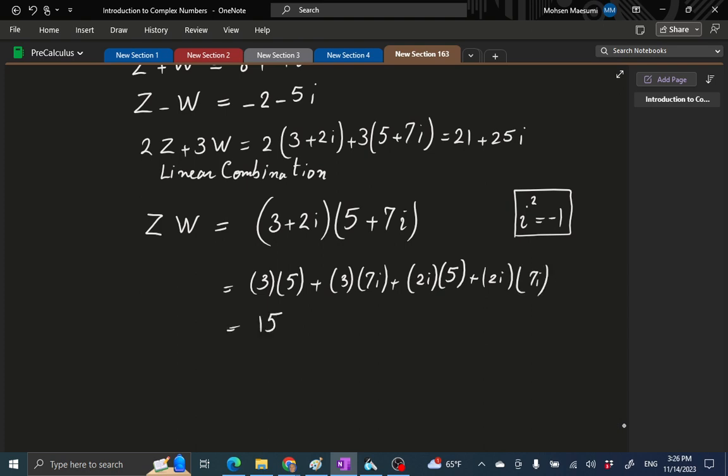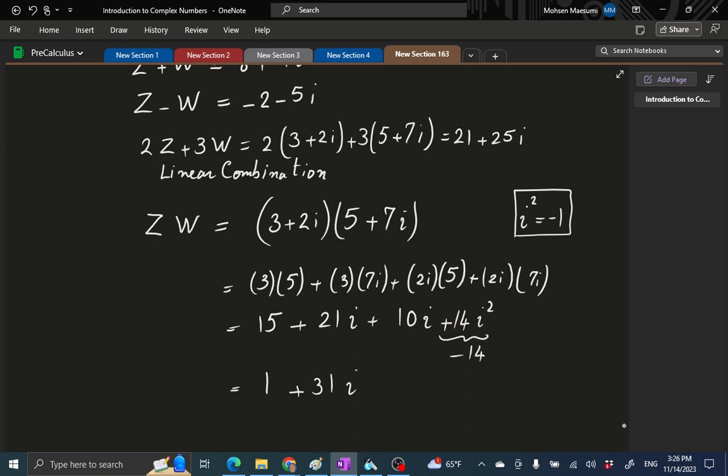No problem here. 15, no problem here, no problem here. Well, there's a problem here. 14 i squared, which is minus 14. That's the only thing that's different. 15 and minus 14 is 1. And the other two add up to 31i. So multiplying them, after you get used to i squared being a negative 1, is straightforward.